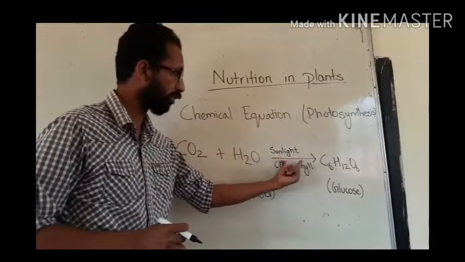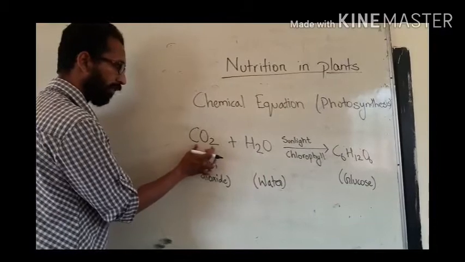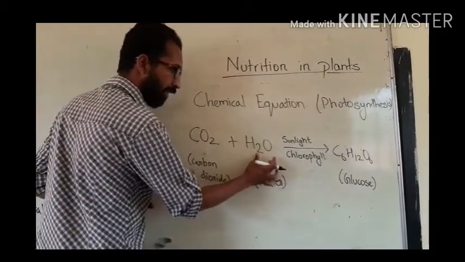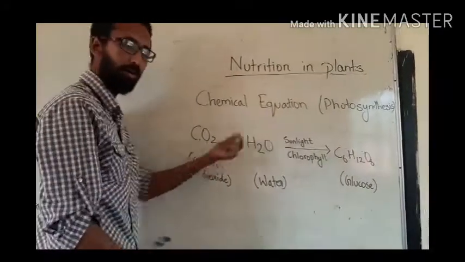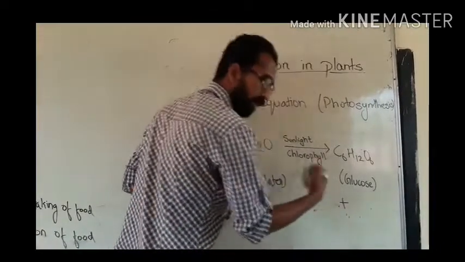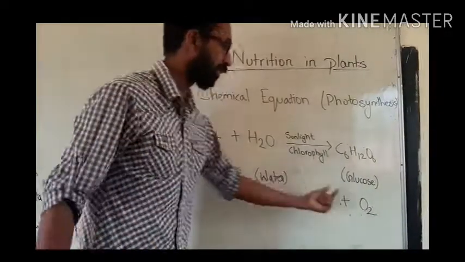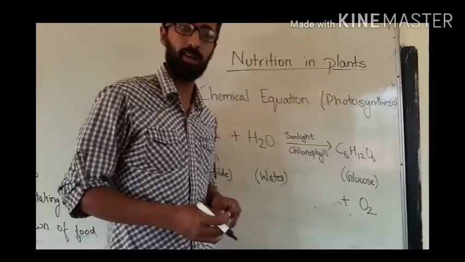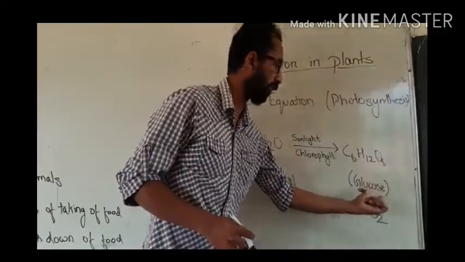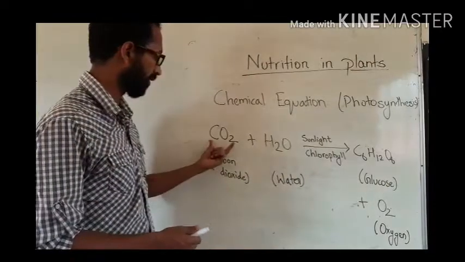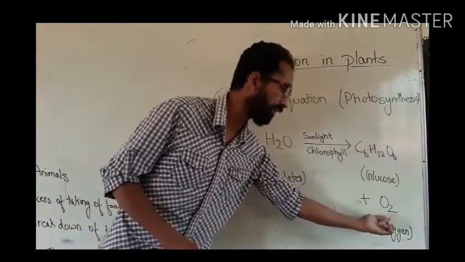So we will be mentioning those two things on the arrow itself. So combination of carbon dioxide plus water gives us glucose. Now one byproduct, one extra product is formed, that is oxygen. This oxygen is emitted out by the plant. The plant emits out oxygen while formation of glucose. So you can see this equation here, carbon dioxide, water results in glucose and oxygen.